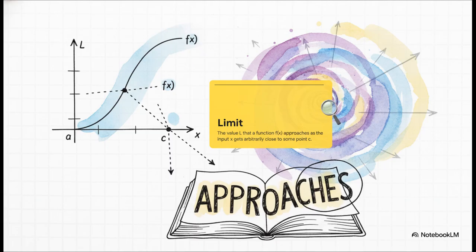A limit is the value, let's just call it L, that a function f of x gets closer and closer to as our input x gets closer and closer to some number c. The key word here, and you're going to hear it a lot, is approaches. It's all about the trend. As you can see on a graph, while our x is scooting closer to c on the bottom axis, the function's value, f of x, is zeroing in on L on the vertical axis. We're watching where it's going, not where it lands.